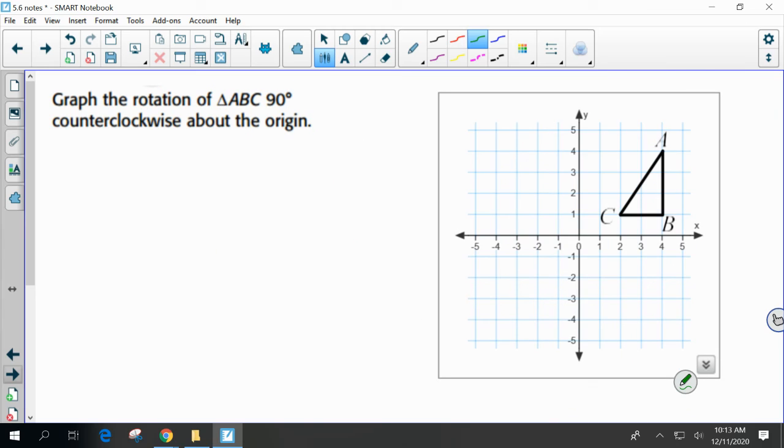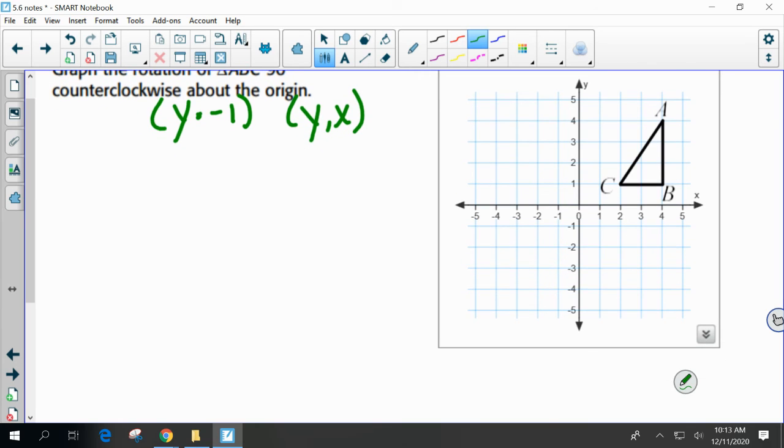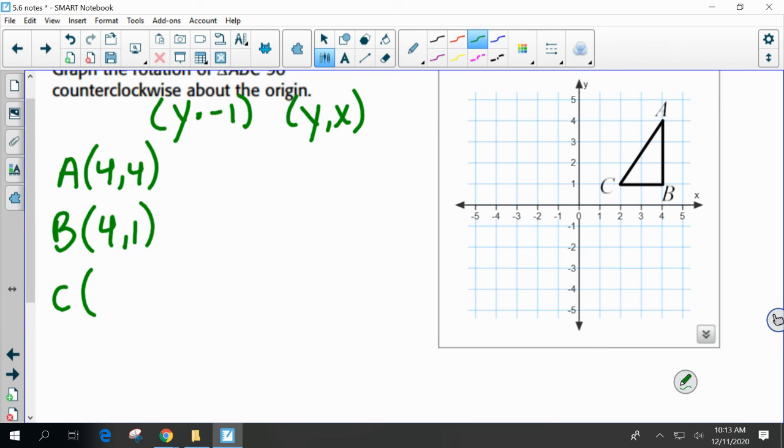Okay, so let's do the next one. We're going to rotate counterclockwise 90 degrees. So I need to take y times -1 and then flip my x and y. So again, the first step is to write down all of my coordinates. The coordinate for A is 4, 4. B is 4, 1. And C is 2, 1.